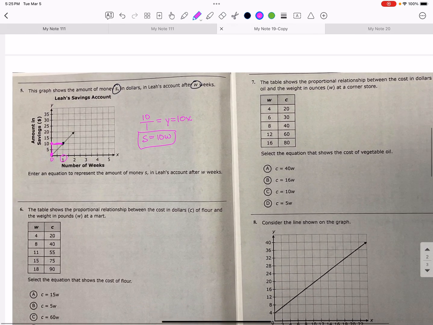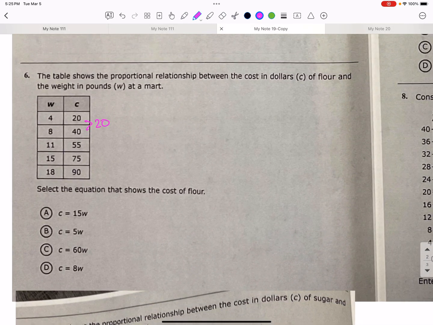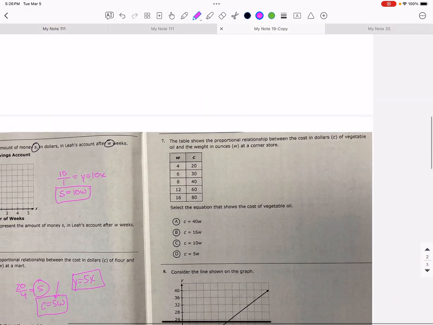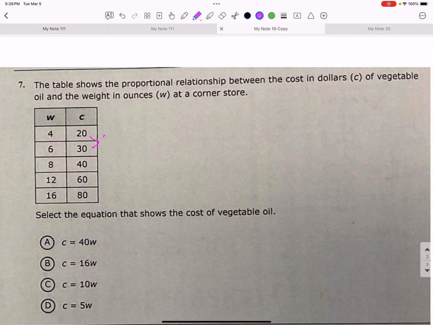Number 6. All right, let's see. Up 20 over 4. 20 divided by 4 is 5. So this would normally be x and y, right? But now we're just using c and w. So, c equals 5w. There's the slope, so it goes with the letter. We would normally say y equals 5x. Okay, 7. Same thing. Up 10 over 2. 10 divided by 2 would normally be 5, so y equals 5x. But they want c and w, so c equals 5w. There we go.